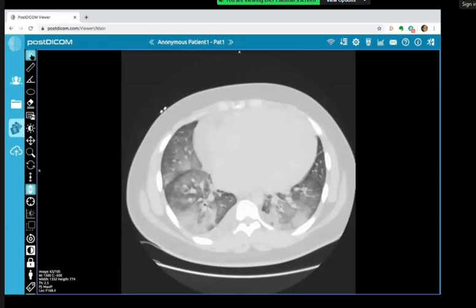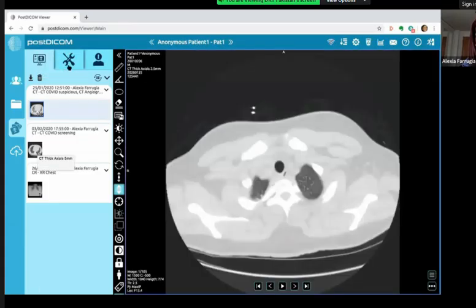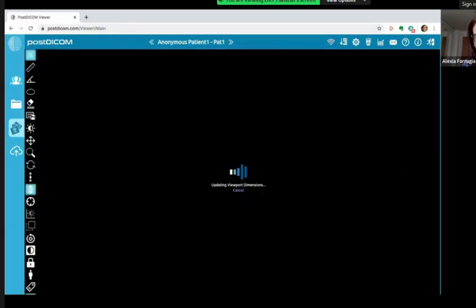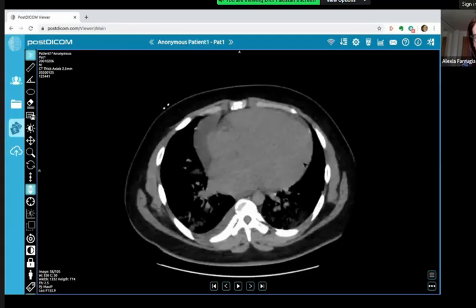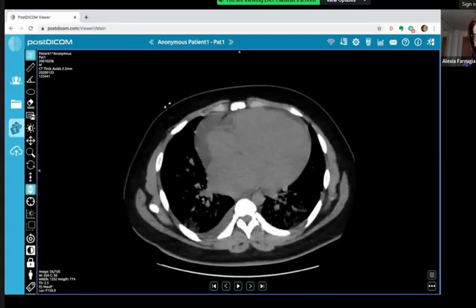Okay, I'm going to show you the heart. So I'm changing to mediastinal window. And you will see that the heart, as you said, is significantly enlarged. And there's a pericardial effusion as well, together with the pleural effusion and the lung changes you mentioned.